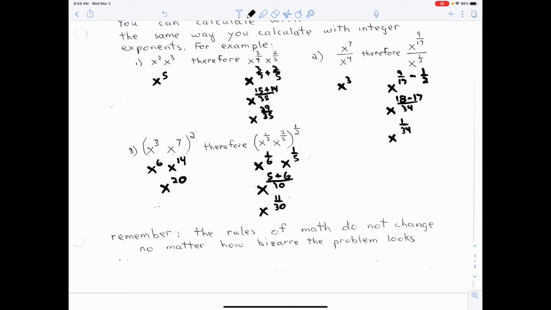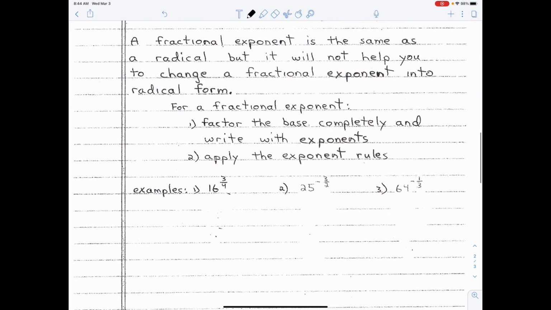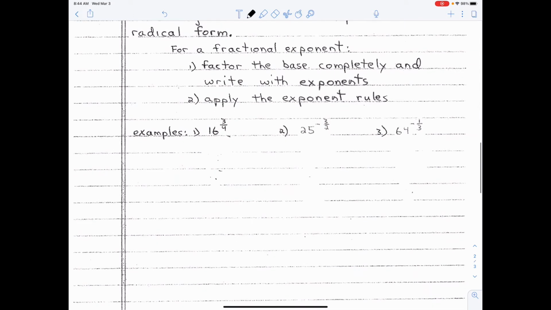The rules don't change, no matter how bizarre the problem looks, okay? All right. So what you want to do, again, I would not do this the way Alex does it. I think they make it much harder. They put it in a radical. All I would do is factor and then use the exponent rules. So 16 is 2 to the 4th, raised to the 3/4 power. So we take 4 times 3/4, which is 3, and the answer is 8. It's much easier than using a radical.